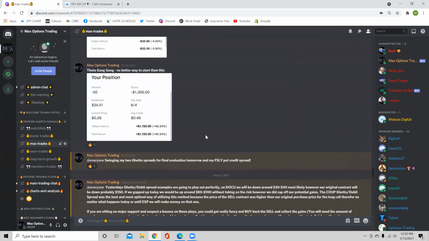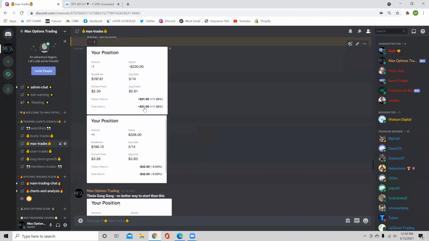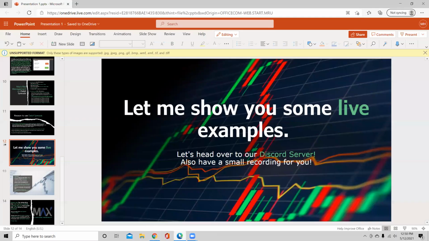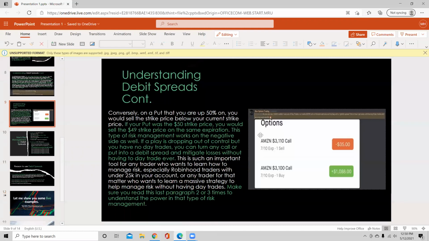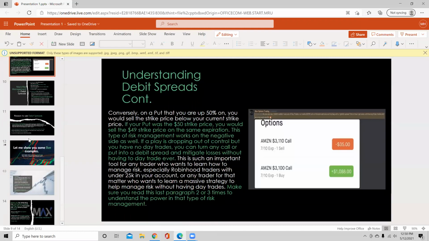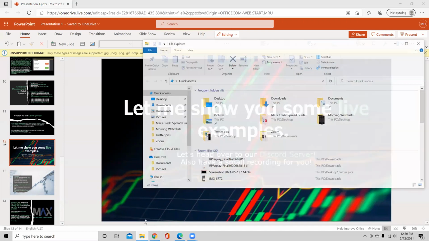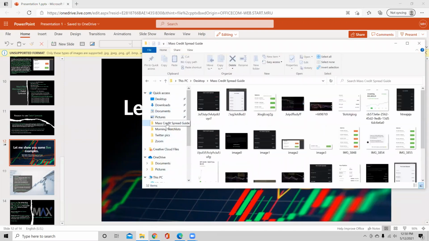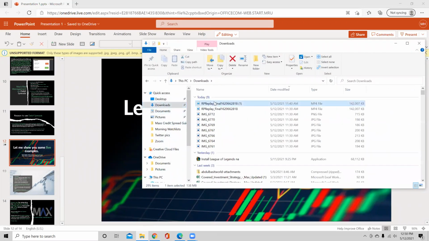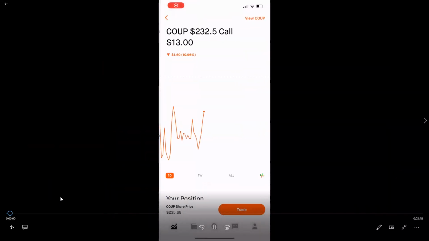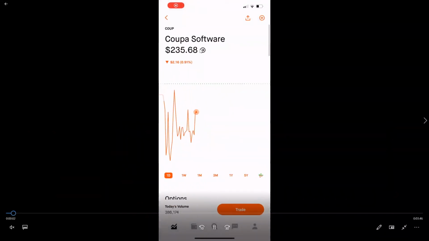So there's my 2 examples there on ghetto spreading, plus the examples I already showed you with my Amazon play and my NEE play. So that's it. Pretty simple stuff. Let me play this recording for you. This is going to be a Robinhood recording. But if you look here, you'll see that I have the Coupa software. This is the Coop play live.